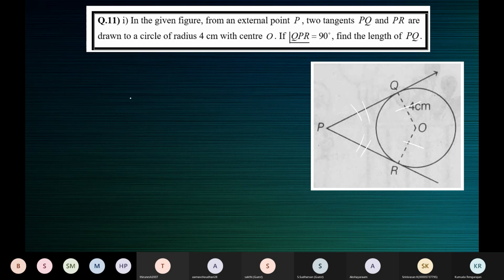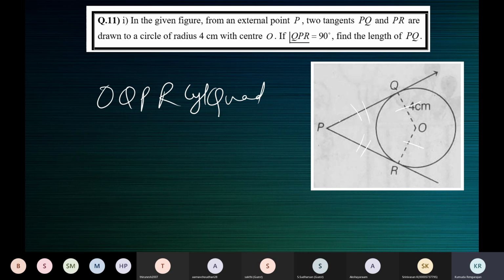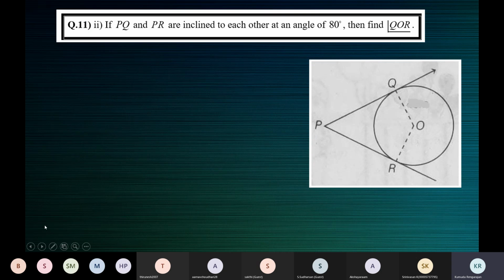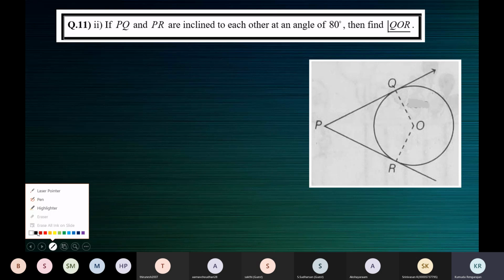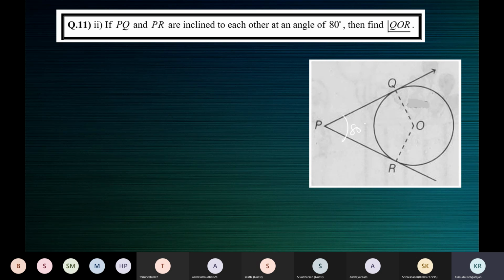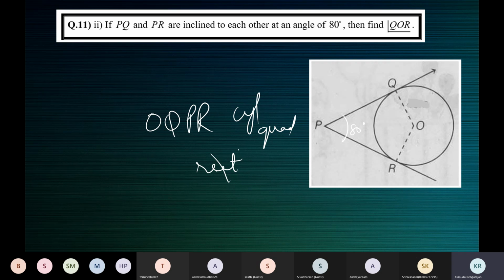Now since OQPR is a quadrilateral, it is a cyclic quadrilateral, but not always is this figure a rectangle. In this question, the tangents were inclined to each other at an angle of 80 degrees. So here it is not a square, nor a rectangle. OQPR is only a cyclic quadrilateral, because this angle is 80 degrees, so then this is 100.